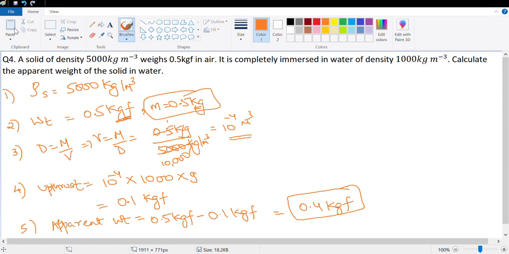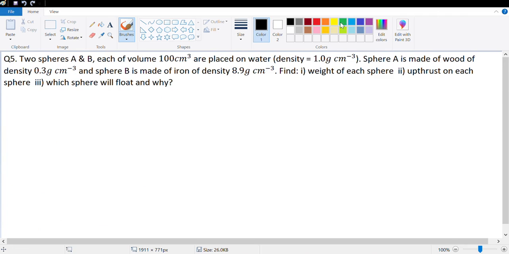Let's look at the next question. The next question that we do is question number 5. Question number 5 says, two spheres A and B, each of volume 100 centimeter cube, are placed on water of density 1 gram per centimeter cube. Sphere A is made of wood of density something, sphere B is made of iron of density something. Find weight of each sphere.